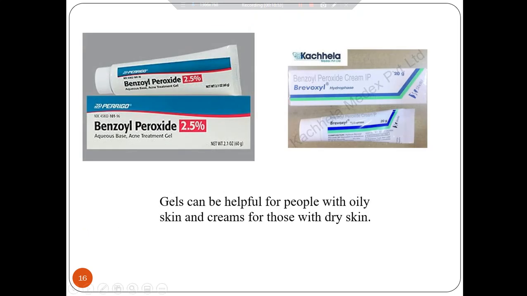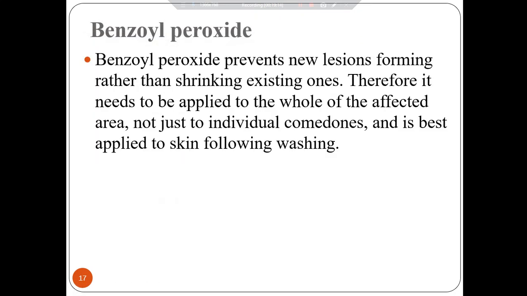Benzoyl peroxide is available as a gel and also in the form of a cream. Well, you know the differences between the gel and the cream. The gel can be helpful for people with oily skin, while the creams are for those with dry skin. Benzoyl peroxide prevents new lesions forming rather than shrinking existing ones. Therefore, it prevents the formation of new papules or pustules or boils with their different features, rather than shrinking or eliminating the existing ones.